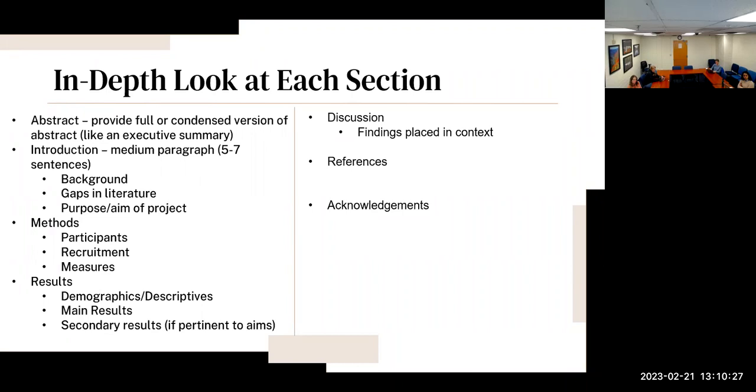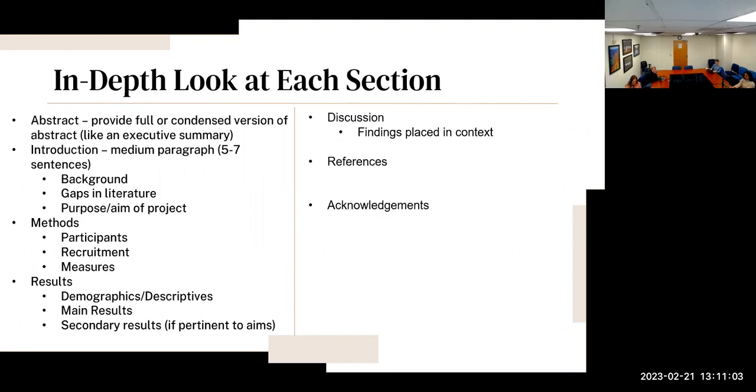In your methods, this should include your participants. So who are you recruiting? Who did you recruit? What was the inclusion, exclusion criteria? Any specific parts that you might want to talk about? There's this specific population. Did you recruit from a significant geographic area, or something more constrained? What was your recruitment process like? How did you do that? You want to include IRB or anything like that there as well.